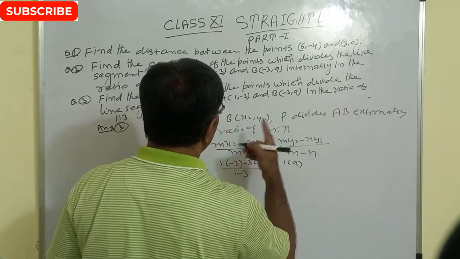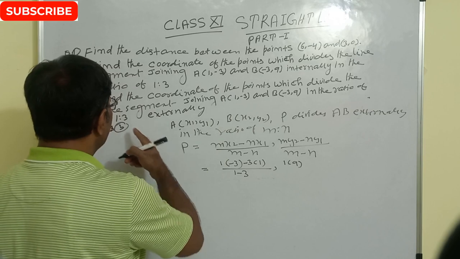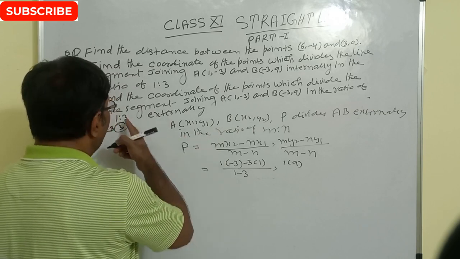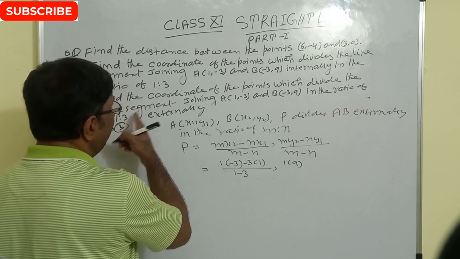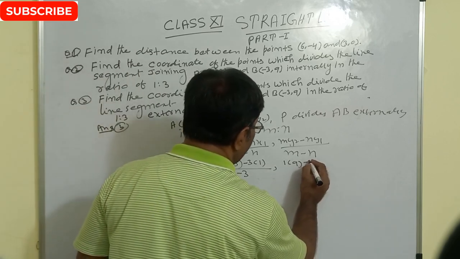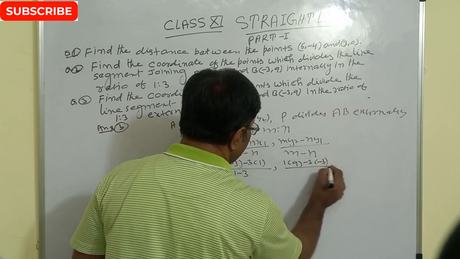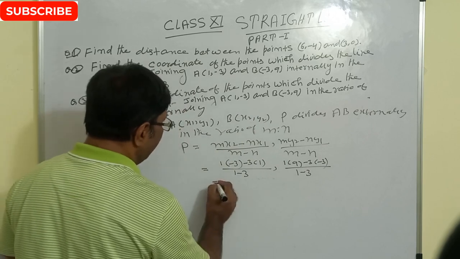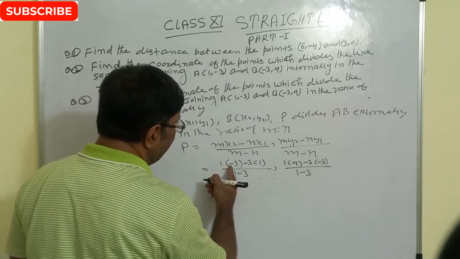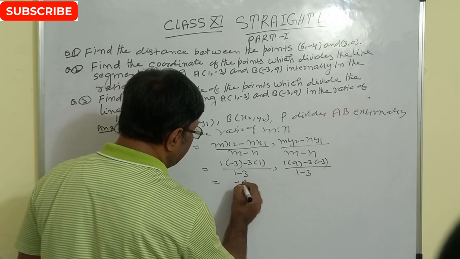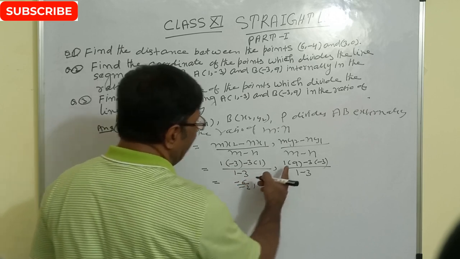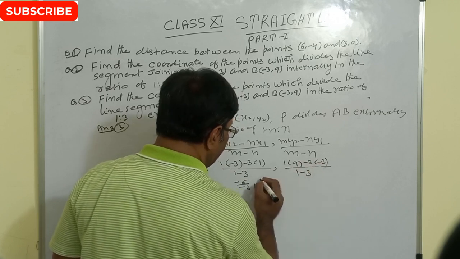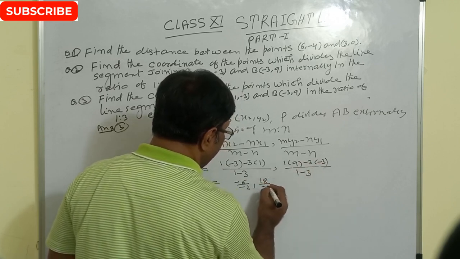1 into 9. And then ny1, so 3 into minus 3, so minus 3 into minus 3. And divided by 1 minus 3. So here what is the format? Minus 3 minus 3, that is minus 6 by minus 2. And here 9, and minus 3 into minus 3 is plus 9. So 9 plus 9, that is 18, divided by minus 2.